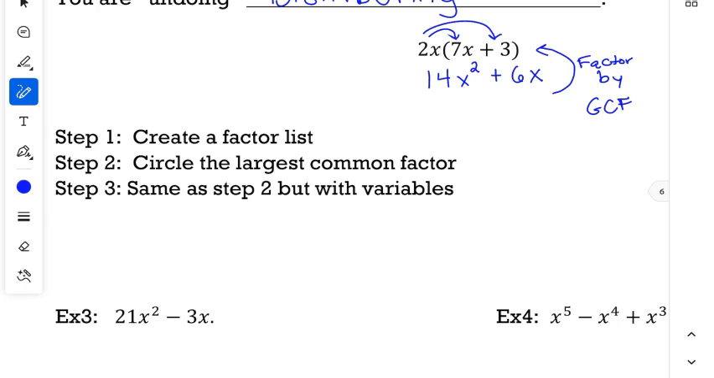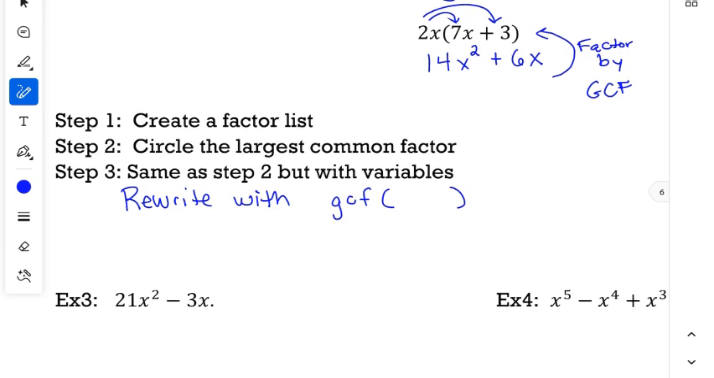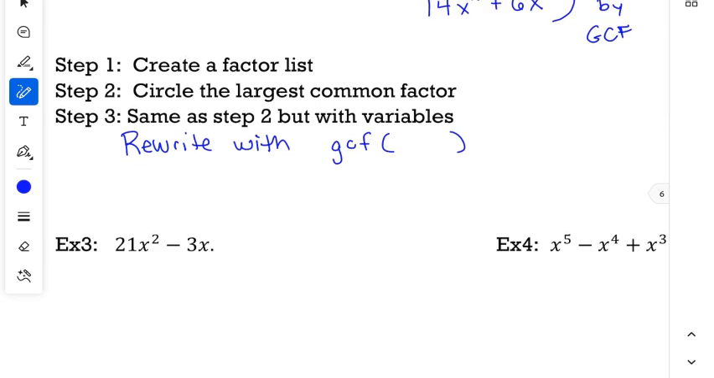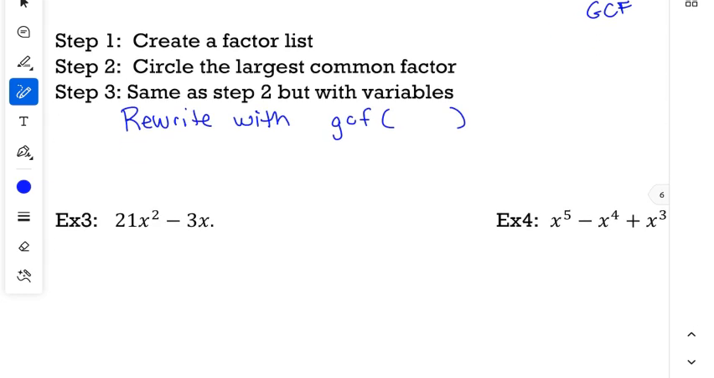So we have a 4-step process here. Create a full factor list. Circle the largest common factor. Then same as step 2, but with variables. And then rewrite with GCF in front of the parenthesis. So it's actually step 4. All right, we have 4 examples to do.